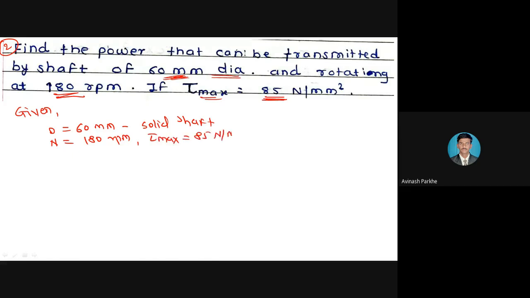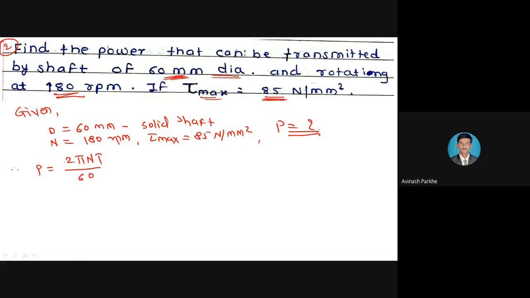85 Newton per mm square. And what we have to calculate? We have to calculate the power transmitted by that shaft. So I will write down the formula. P is equal to 2 pi NT upon 60. Power I have to calculate.